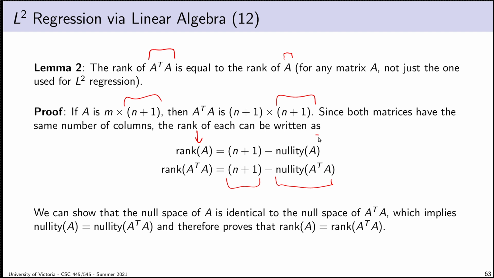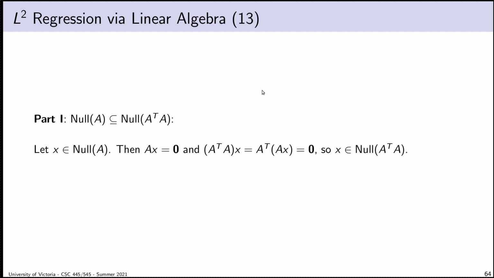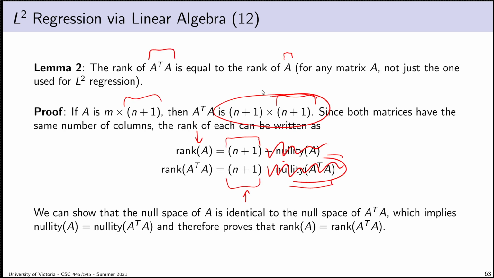Because if that's the case, if this equals this, and I know that the rank of A equals n plus 1, then of course that means that this has to equal 0, and that this has to equal 0. And that'll be enough to prove that the rank of A transpose A is equal to n plus 1, which means A transpose A is a square matrix with full rank, which means it's invertible. So the way I'm going to prove that is by showing that the null space of A is actually the same as the null space of A transpose A, and I'll do that in two ways.